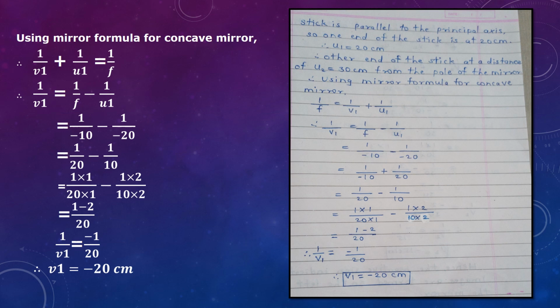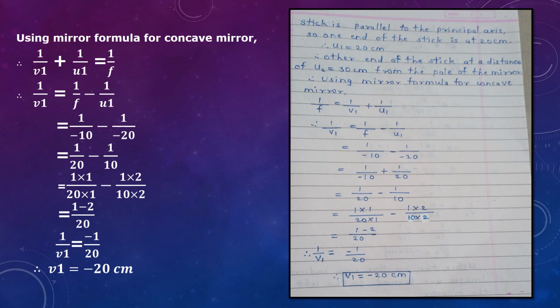So here what we took? Here this negative 20 is becoming positive. So 1 upon 20 we are taking in front and this 1 upon 10 we are taking at the back, so that it will be negative only and it will be very easy for calculation also. So 1 upon 20 minus 1 upon 10 is equal to.